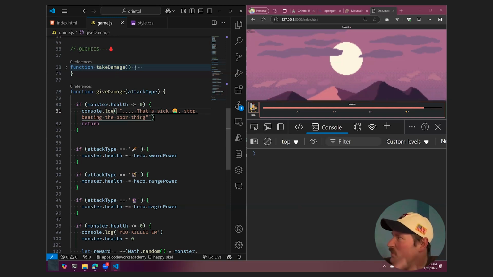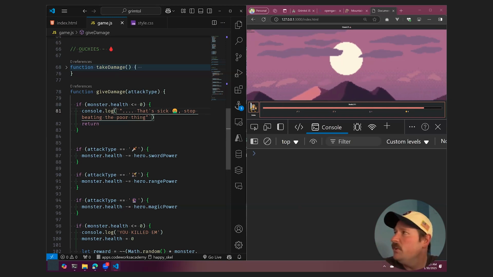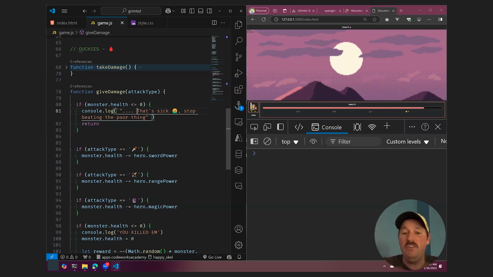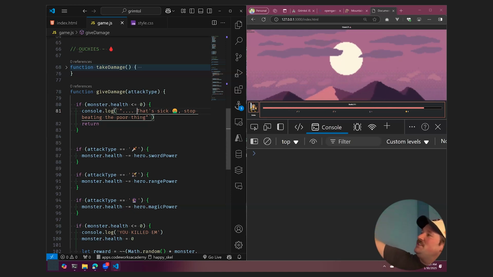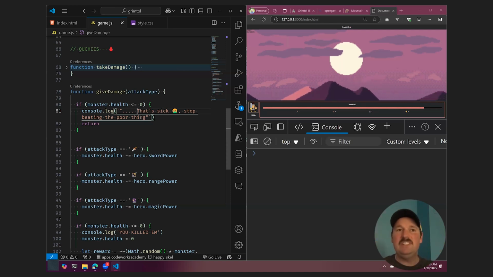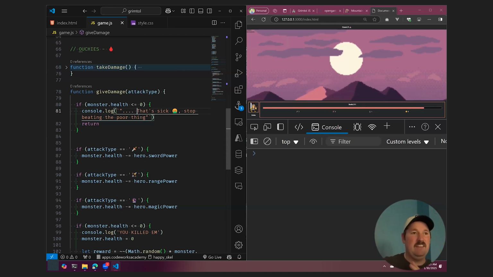And like I said, we have a pretty working version of this game now, all in the console, which means all that work we did in our HTML and our CSS is useless at the moment until we actually start tying everything together.